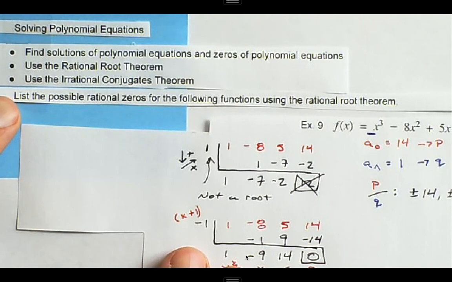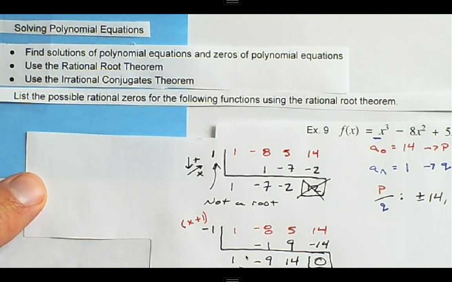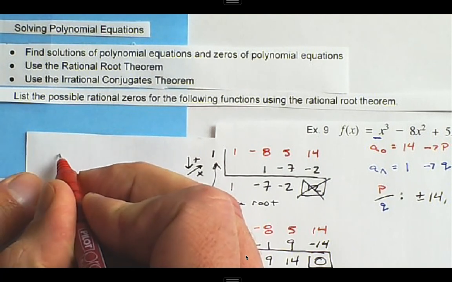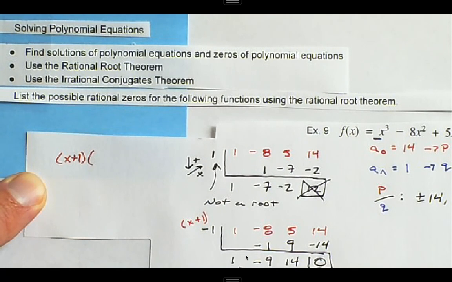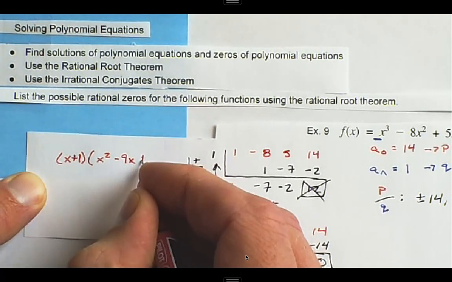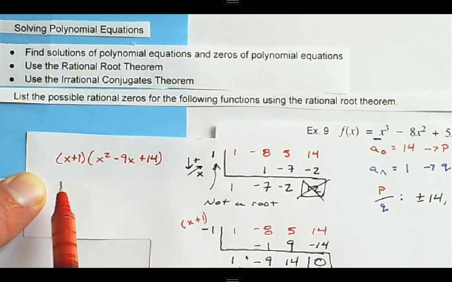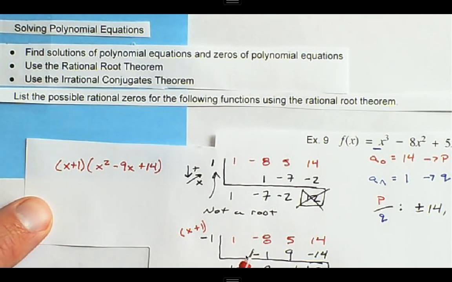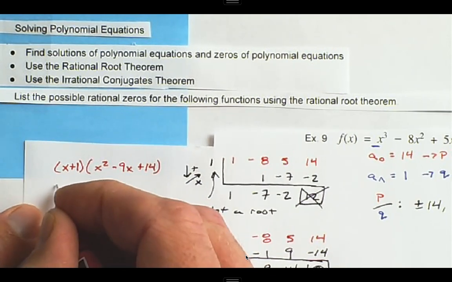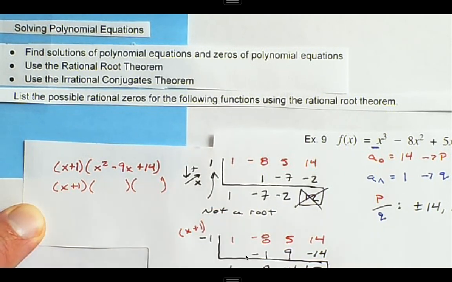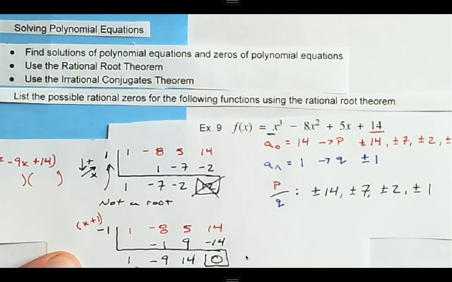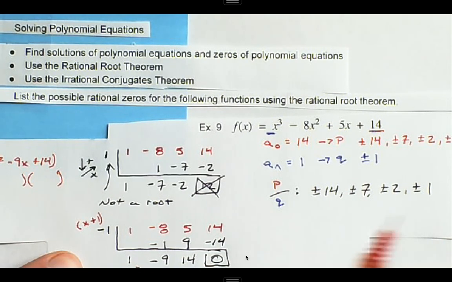And we can continue to find the rest of our zeros. We know that x plus 1 is a factor, and then we have this left. So we have x squared minus 9x plus 14. So this is a quadratic that we can factor. So x plus 1 comes down, and then we have to come up with our binomials that we can factor. And to help us out a little bit, if it's factorable, it has to be one of those values.